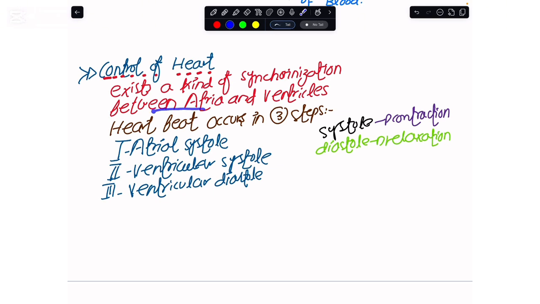If we split the heartbeat into steps, we have a total of three steps. The first part of the heartbeat is the atrial systole, then the ventricular systole, and then comes the ventricular diastole. Wherever the word systole comes, it simply means contraction, and whenever the word diastole comes, it means relaxation. So atrial systole means both atria contract at the same time. Ventricular systole means both ventricles contract at the same time. Ventricular diastole means both ventricles relax at the same time.